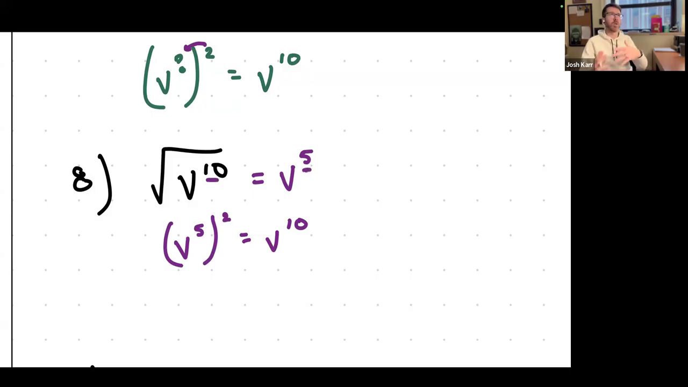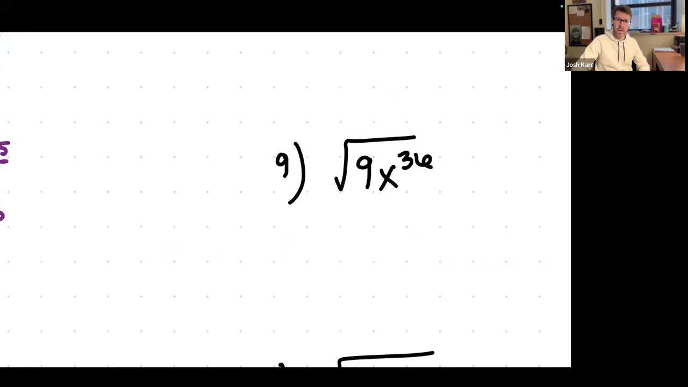So whereas when we're squaring, right, we're multiplying by 2, a square root is going to cut this power in half. It's dividing by 2. It's doing the opposite. Okay. So it's a really nice pattern to be able to notice. All right. So we've got another one.